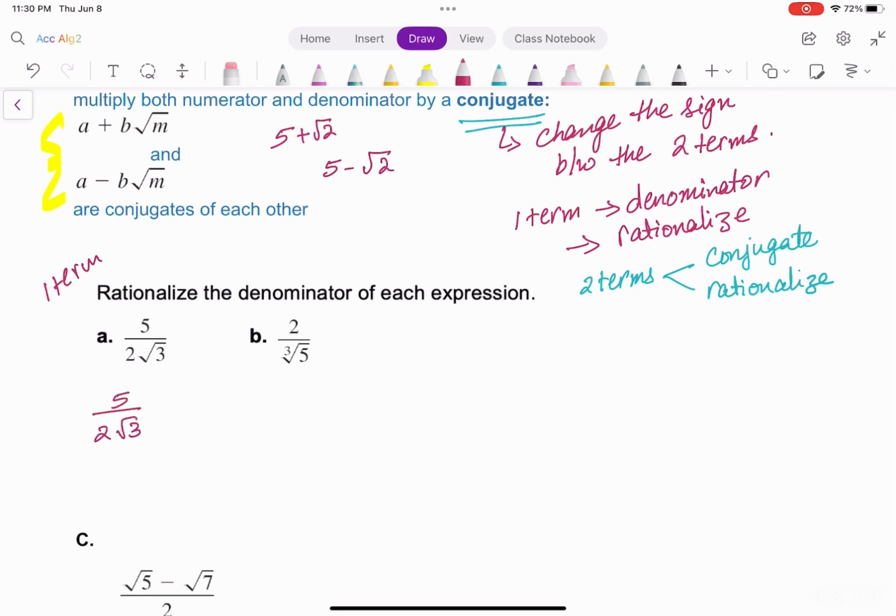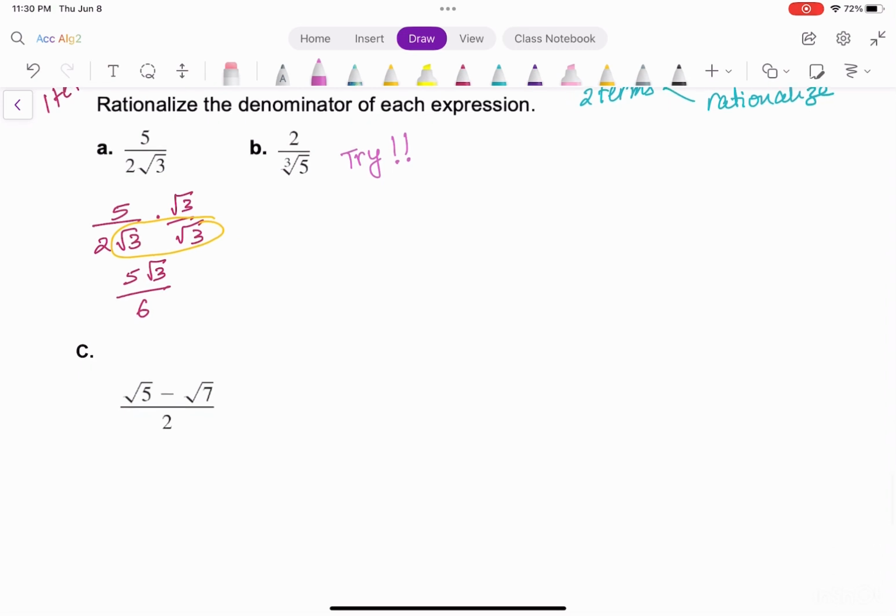So let's rationalize. Multiply numerator and denominator by radical 3. So this will give you 5 radical 3 over 6, because 2 times 3, and radical 3 times radical 3 will give you radical 9, and radical 9 is nothing but only 3. I want you to try number B on your own. It is the cube root of 5. So you will rationalize by the cube root of 5 in the numerator and the cube root of 5 in the denominator. Now number C, it has two terms. Now you might say, okay, we don't have any radical in the denominator, then why?